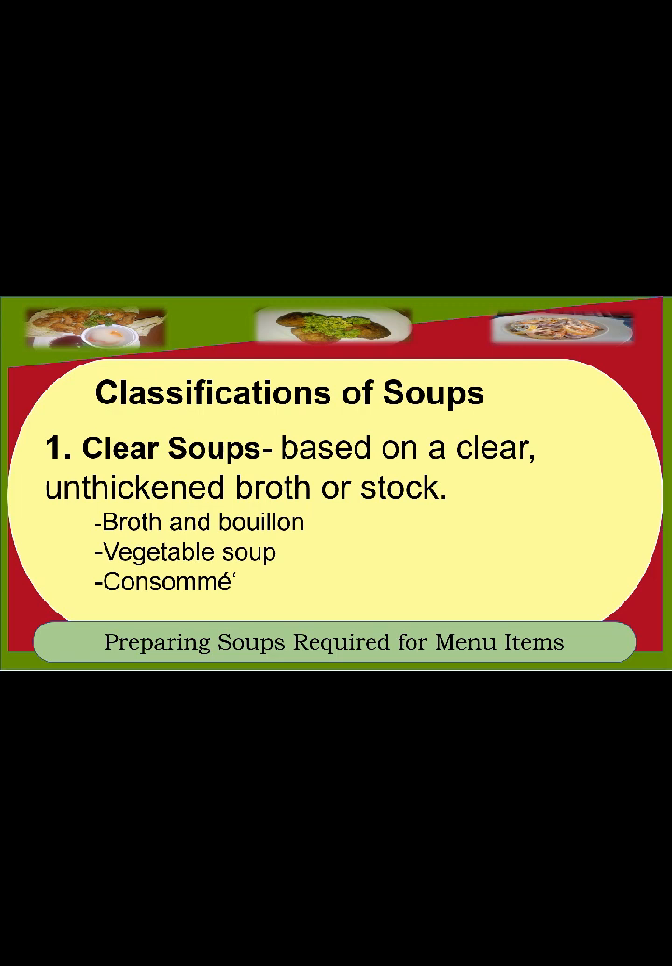Now we have classification of soups. We have two. The first one is the clear soup, based on a clear, unthickened broth or stock. So this may be served plain or garnished with a variety of vegetables and meats. They are very similar to stocks, except that broths are based on meats rather than bones. So they are richer and have more defined flavor.